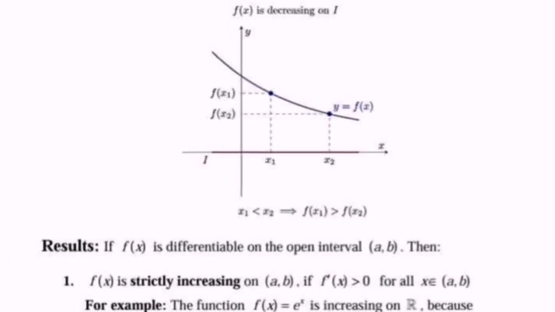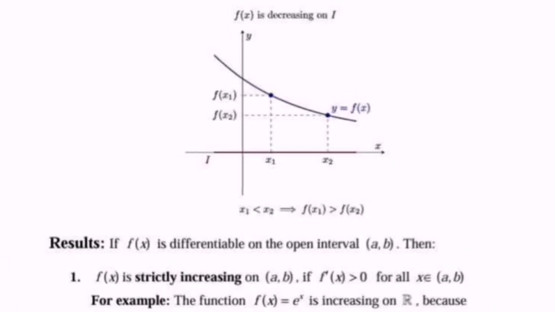Graphically, if we consider two points x1, x2 on the x-axis, the corresponding output of x1 is f of x1 and the corresponding output of x2 is f of x2. Now if we join f of x1 with f of x2, the given point shows on the graph.